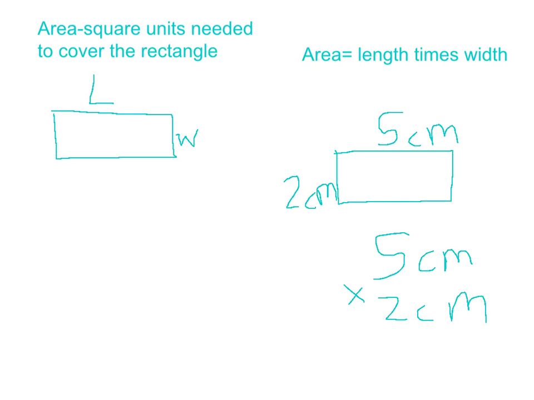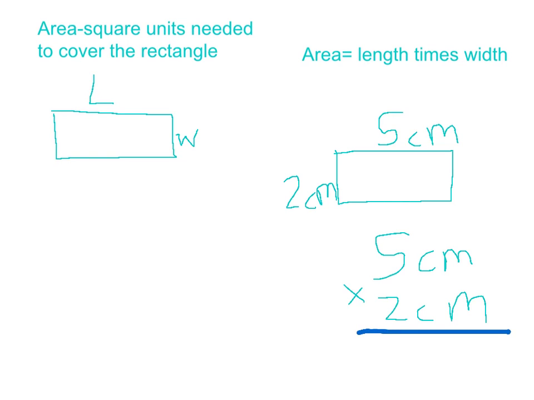In this example, we have the area of the rectangles now instead of the perimeter. So we're going to talk about area, which is the square units needed to cover the rectangle. So all the space inside the rectangle here, that's what we're looking at when we say area. To find the area, we do length times width. So we're multiplying. In this example here, we have 5 centimeters and 2 centimeters, which we're going to multiply together.